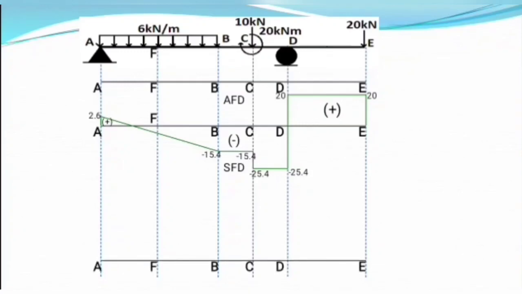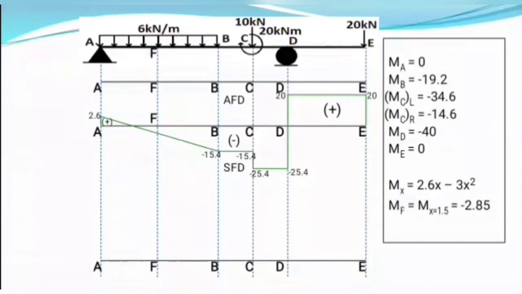Let's see. First we are going to draw the straight line, and we obtain these values here. Now how are we going to plot these values in the bending moment diagram? Simply, just as in the case of the shear force diagram, we are going to locate these points and join these values of bending moment at different points.